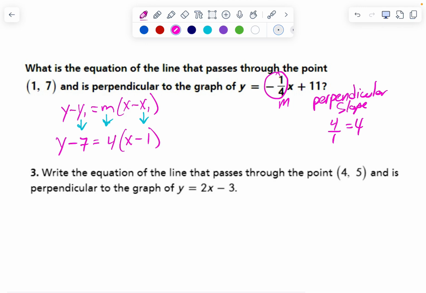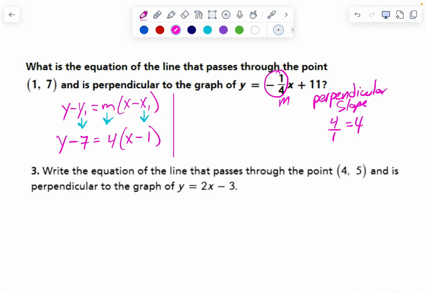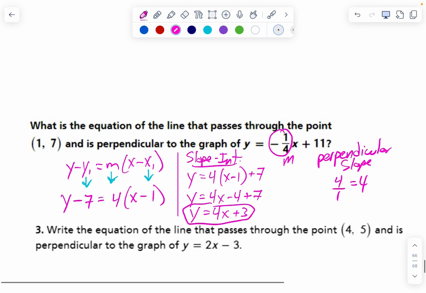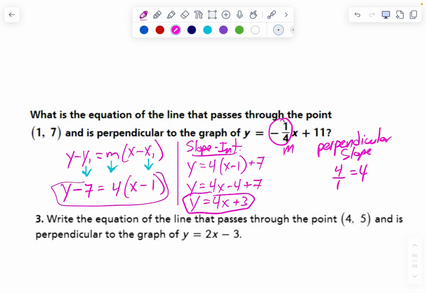We're done. If we had to do the other kind, slope intercept, honestly, I would probably just use this form and just move the stuff over. So something like this, y for slope intercept. Just add your 7 and get rid of parentheses. Did anybody do the slope intercept?